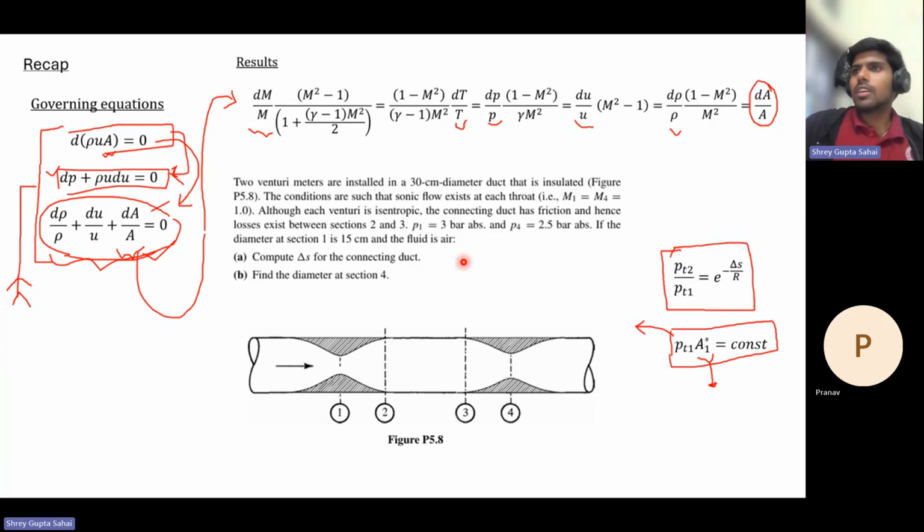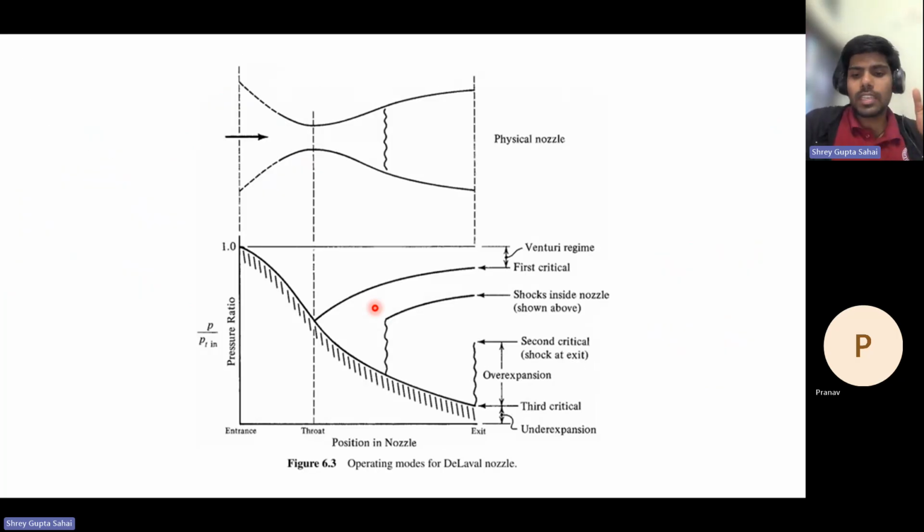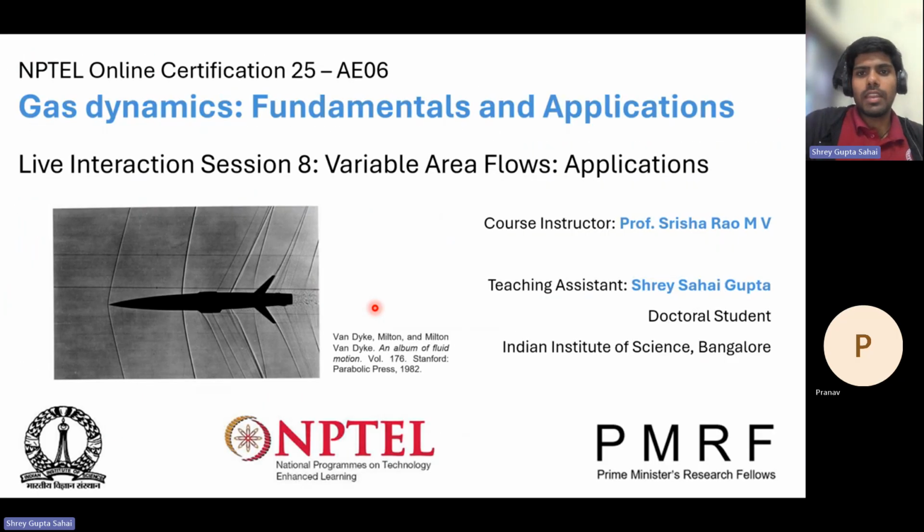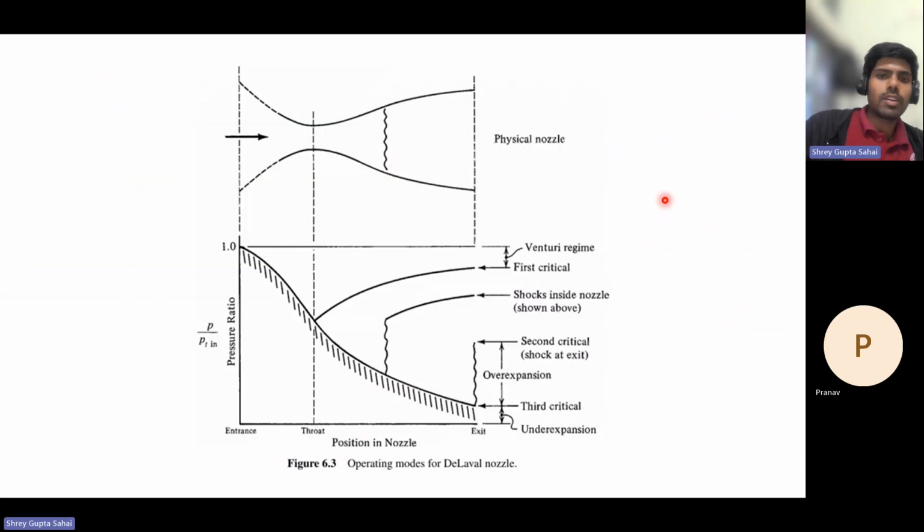Okay, let's move ahead. For the benefit of Pranav, we are continuing our discussion on variable area flows, and we are going to talk about applications. When we talk about applications, the first application comes from the converging diverging nozzle, as we will see today. Majorly, all the questions will be on the converging diverging nozzle.